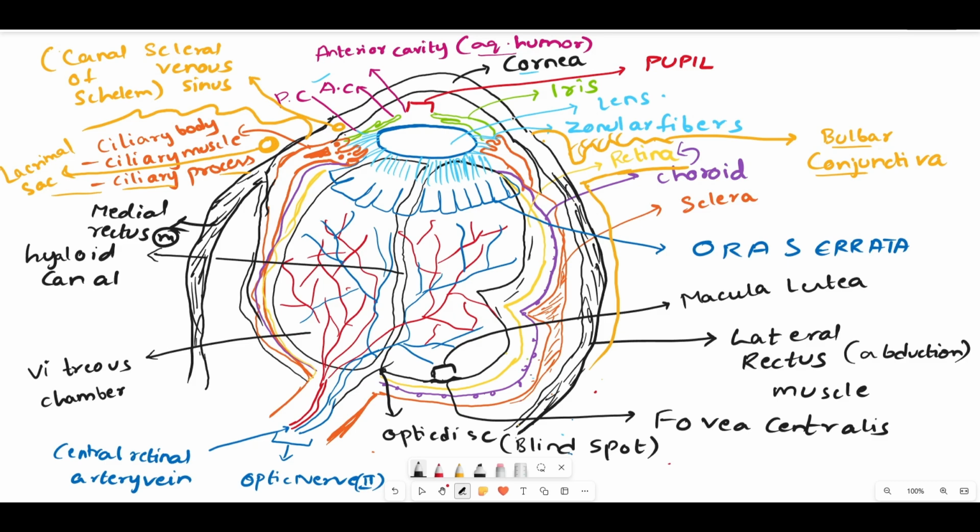In the next video, we will take the structure and move one step deeper. We will discuss the detailed physiology of vision step by step in a clear, exam oriented way.